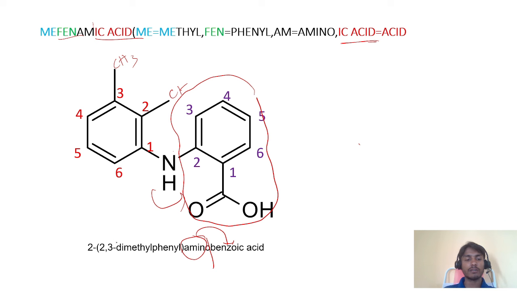Then to this amine group, what is there? We need to write N-(2,3-dimethylphenyl). On the N position, on nitrogen, what is there? 2,3-dimethyl: a methyl group is there, a phenyl group is there, that is at second position.